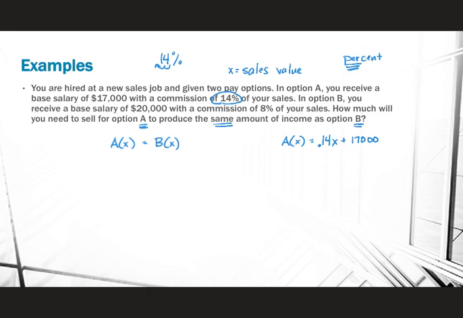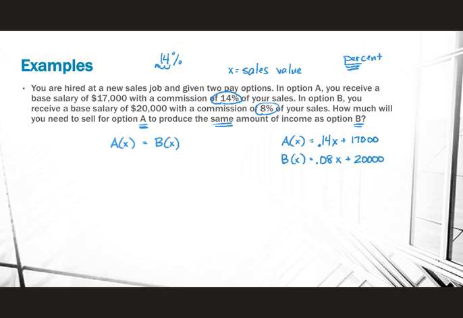Okay, we're going to repeat that process for option B. So B of x is going to be 8%, so 0.08x, and a base salary of 20,000.